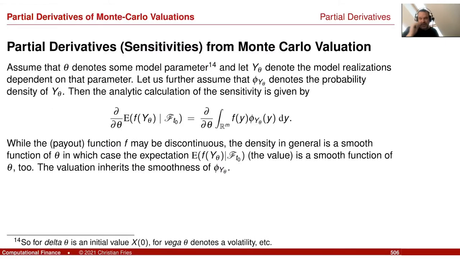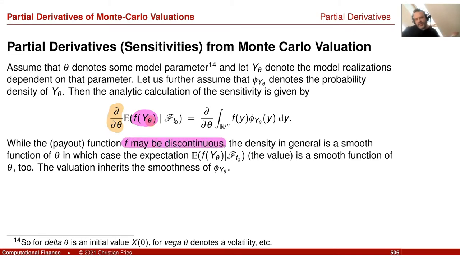Okay, so our setup is that we'd like to calculate a partial derivative with respect to some parameter. So the parameter appears inside the random variable, inside my model generating the y. But there is also a function f of this random variable inside this expectation. And this function may be non-smooth, may be discontinuous.